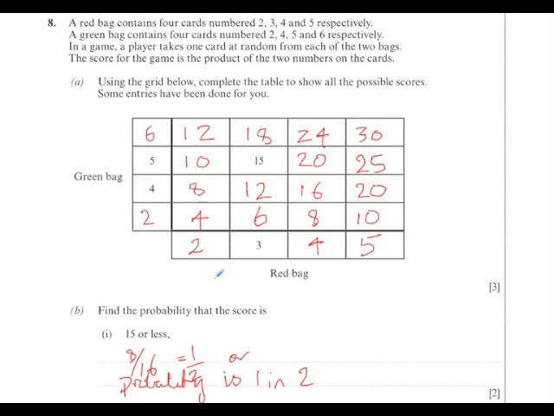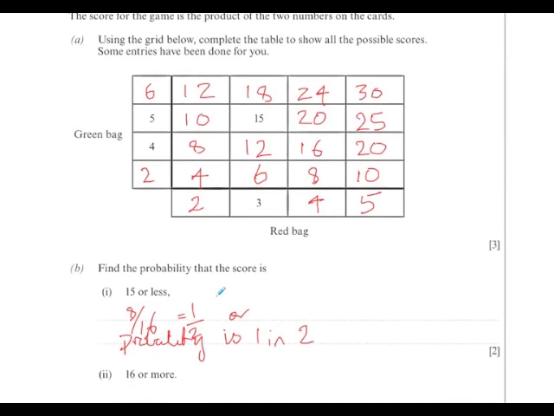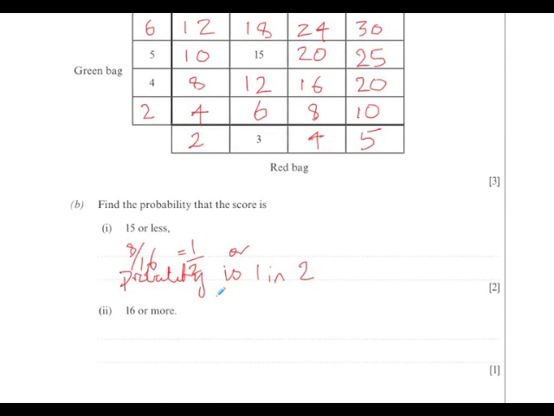Now, this next part of the question says 16 or more. Basically that's the remainder, and it's going to be the same. We can double check that. So we've got 1, 2, 3, 4, 5, 6, 7, 8.